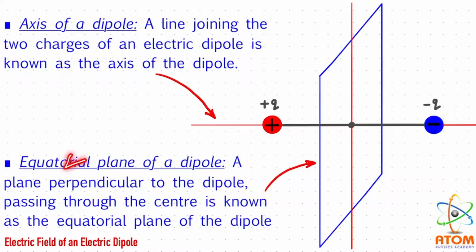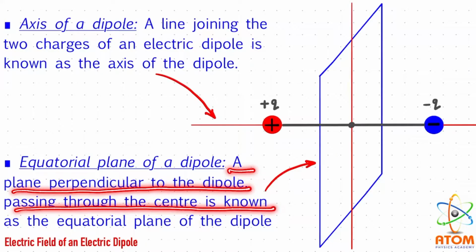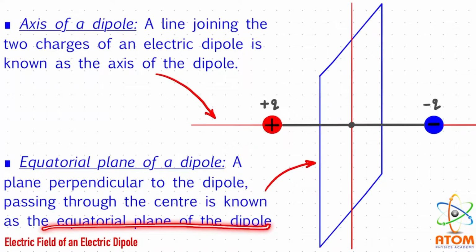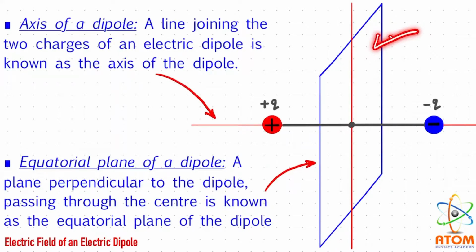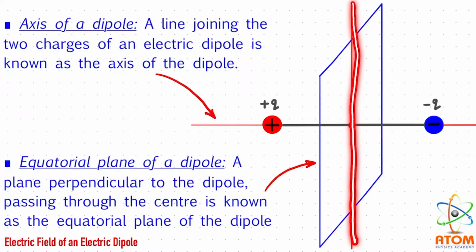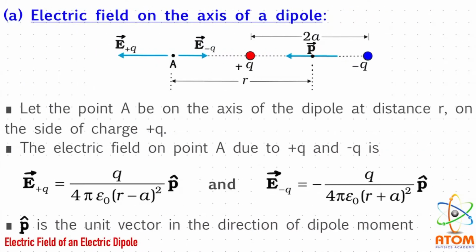Now let us see the equatorial plane of a dipole. A plane perpendicular to the dipole passing through the center of the dipole is known as the equatorial plane. A plane which is passing through the center and is perpendicular to the dipole itself, that is known as an equatorial plane. So this is the equatorial plane, and a line on the equatorial plane perpendicular to the axis is known as the equator.